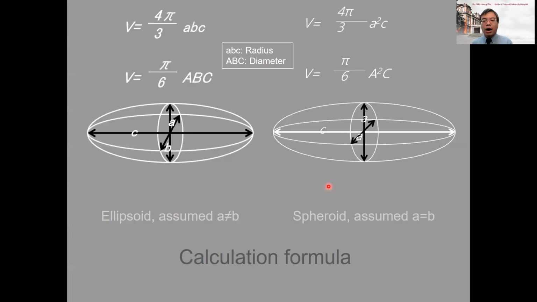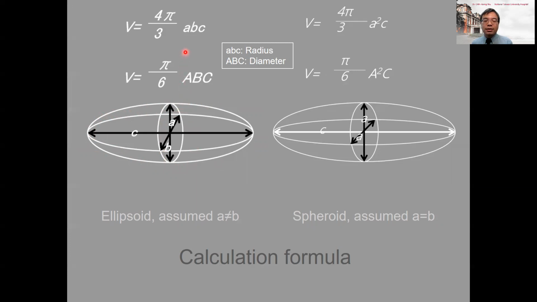As we know, we all are interventional radiologists. Therefore, we hope to have a simplified method to estimate the total kidney volume. As we know, the kidney is an ellipsoid-shaped organ. So if we can use this formula to estimate the kidney volume, it may save much time.